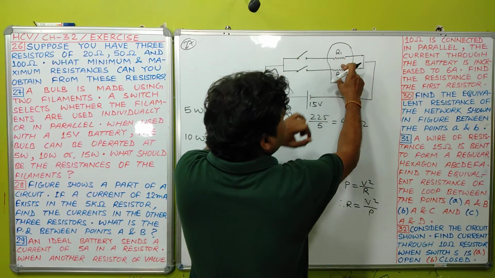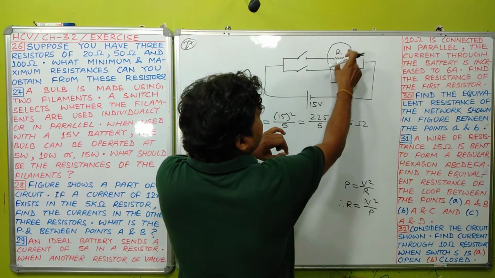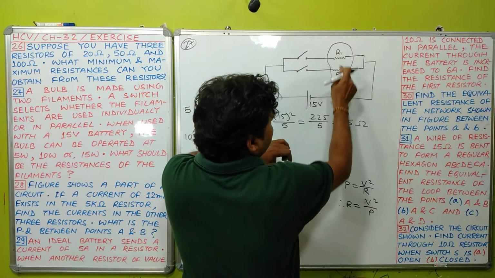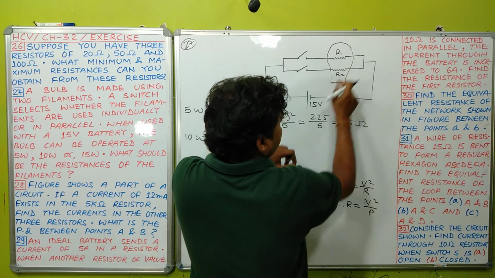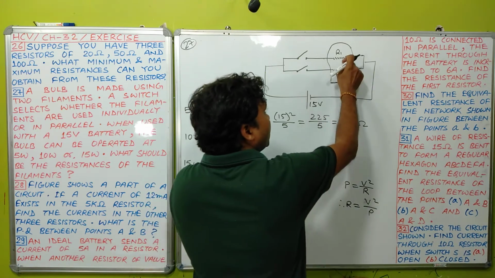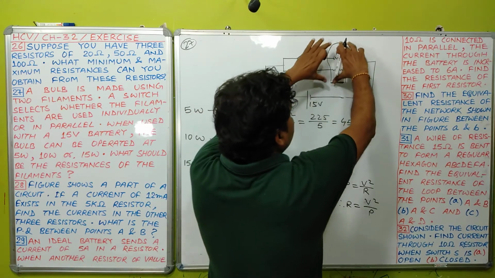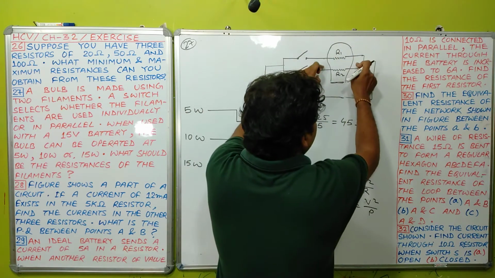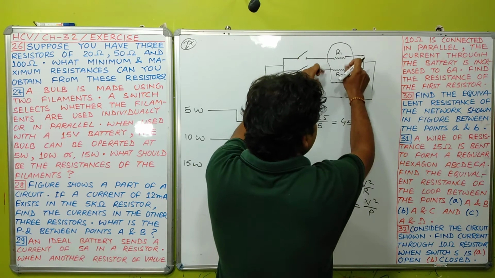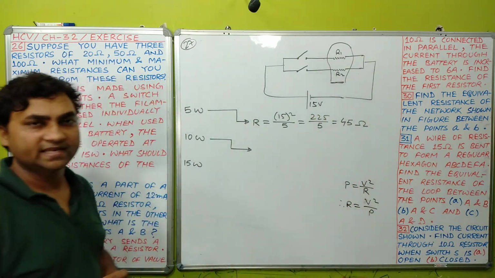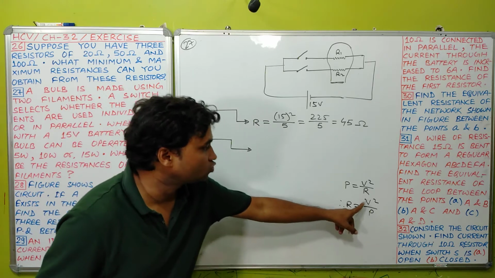When this filament will be used, this will be closed and this is open, then again the voltage across this will be 15 volt. And when these two are both in parallel, the voltage across their equivalent resistance will be again 15 volt. So in any case we will use the value of V equals 15 volt.